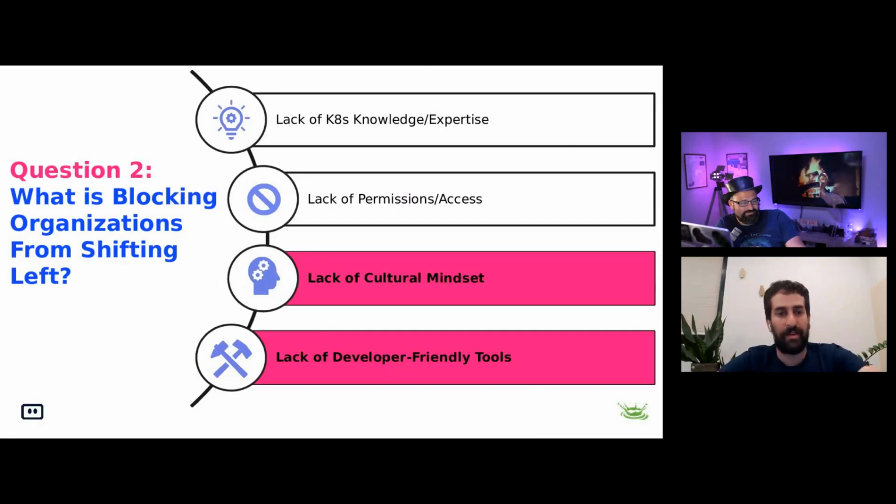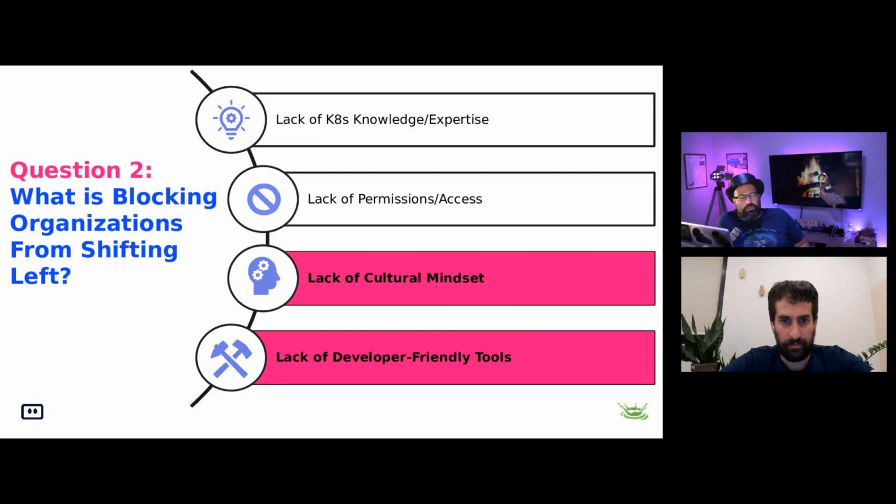Okay, so now let's go to question number 2. What is blocking organizations from shifting left? So, Baruch, do you want to? Yeah, of course. You can see the answers here. The obvious ones, that are pretty trivial to solve, is the lack of Kubernetes knowledge.